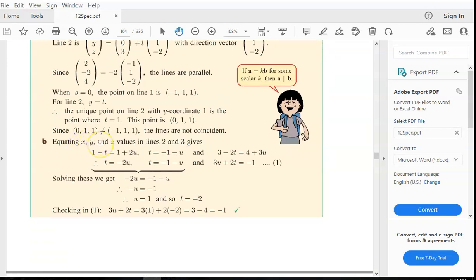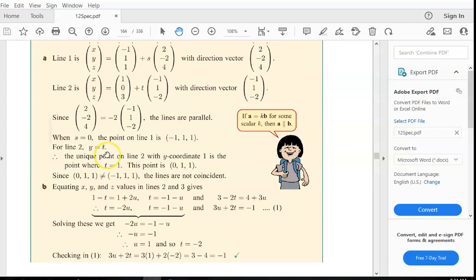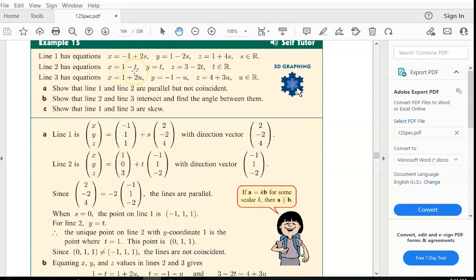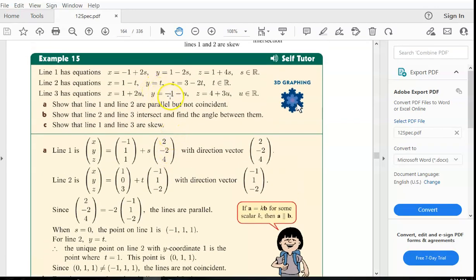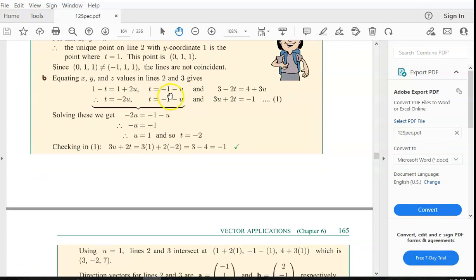How do we find out if they intersect or if they're skew? You equate the x and the y values, and then you check with the z, which comes last. So we look at our x's first. We come up here, 1 take t, and 1 plus 2u. So we equate, say that equals that, and we get t equals minus 2u. Two unknowns. What can we do with that? So we then equate our y values. Back up here, t and minus 1 take u. So we make them equal each other. Now I've got two equations with two unknowns.